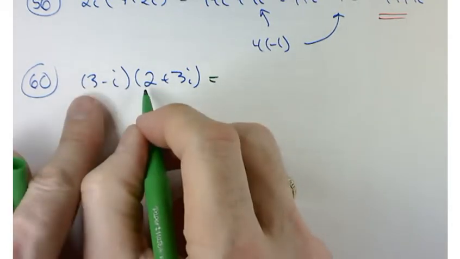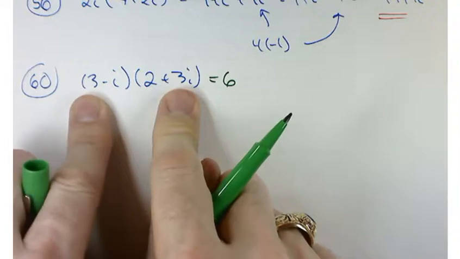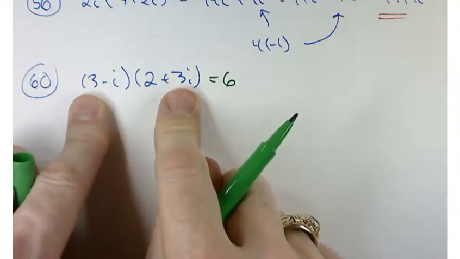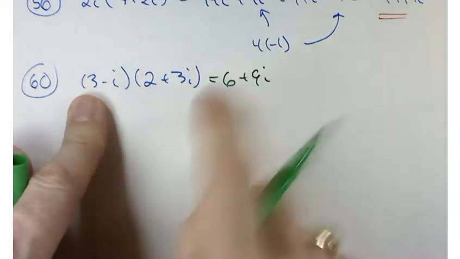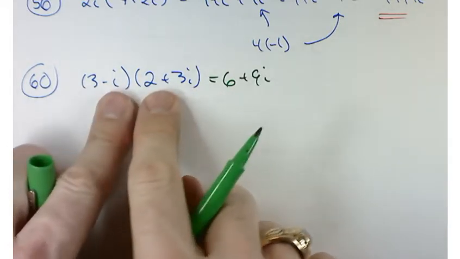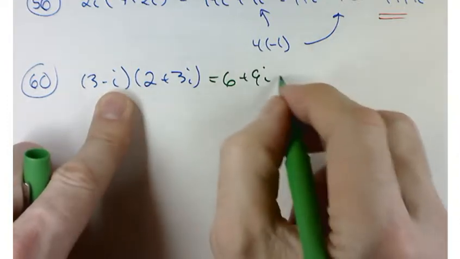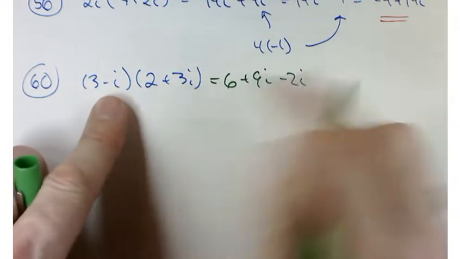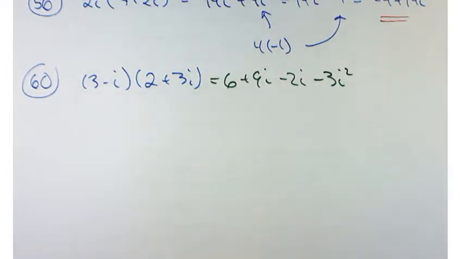All right, so first terms give me a 6. How about the outside terms? 9i. Middle terms? Minus 2i. Excellent. One of the biggest mistakes I see in these problems is that people forget that there's an i squared there at that last bit.